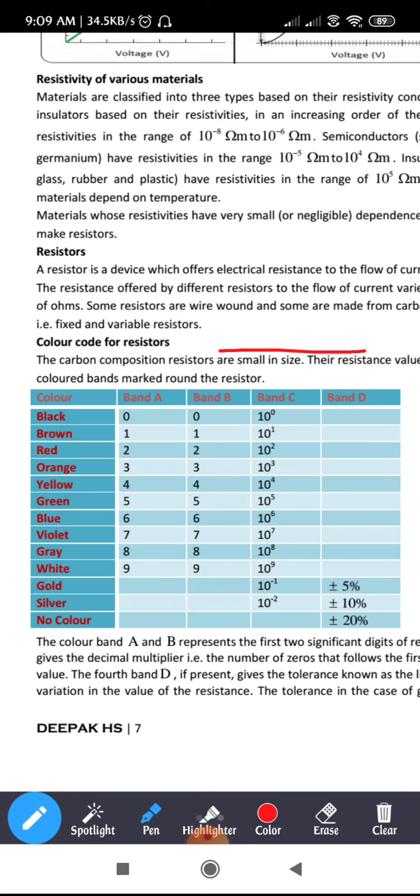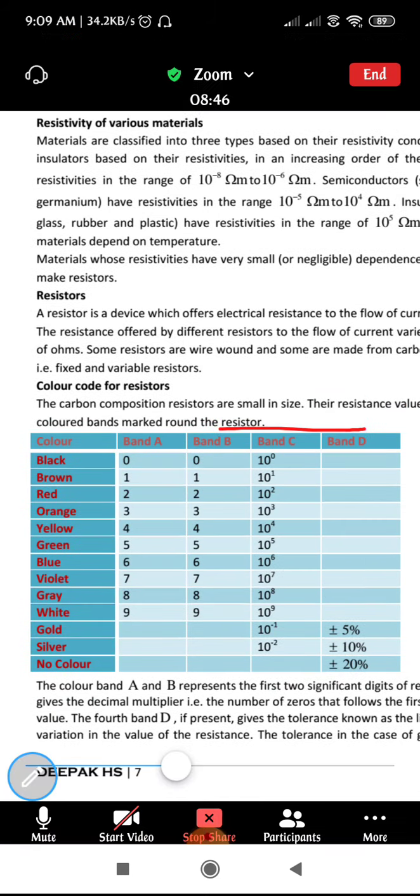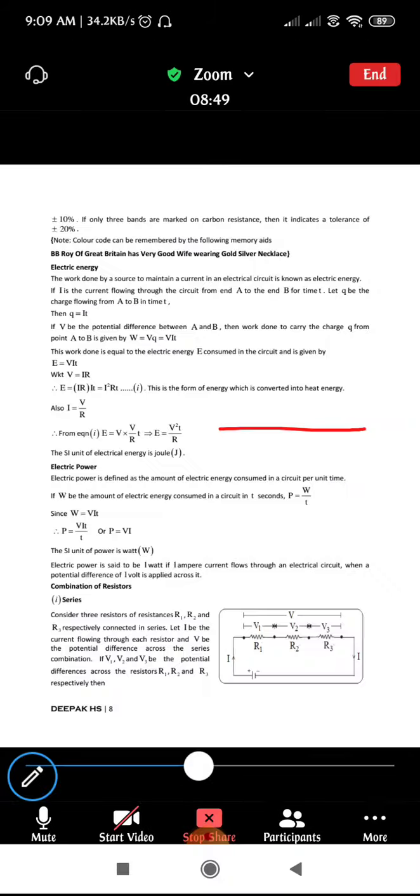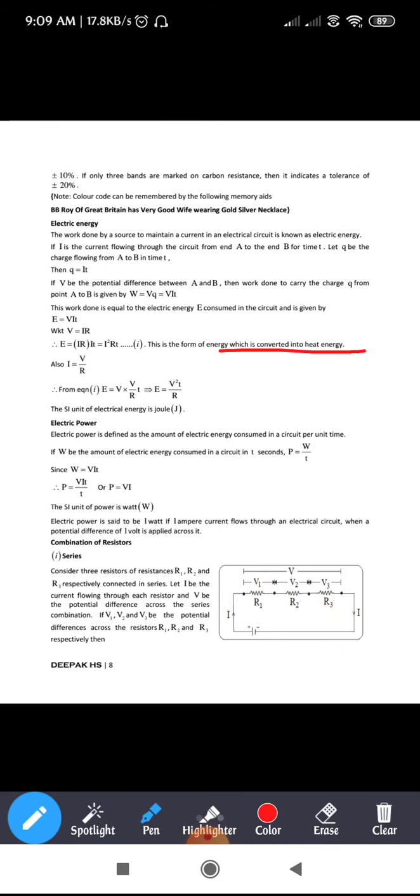How are you going to remember these colors? It is very simple. To remember the color code, you have one simple thing where you can remember the order of the colors. I'll highlight it. The sentence is: BB Roy of Great Britain has very good wife wearing gold silver necklace. If you remember this sentence, it is very easy to remember the order of the colors.